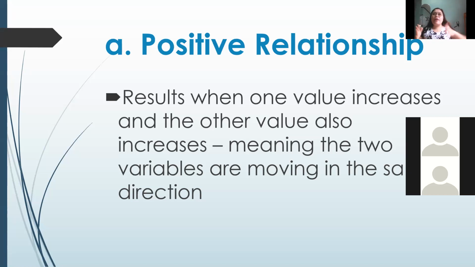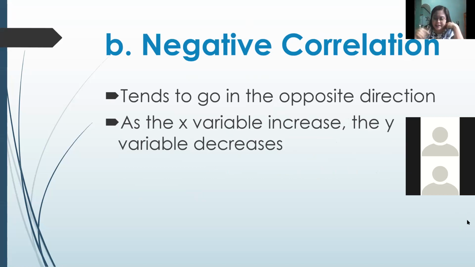So when you say positive relationship class, this results when one value increases and then the other value increases also, meaning naa'y direct relationship. Pag naay direct relationship, ang tawag ana positive relationship. So, positive relationship when the two values move in the same direction. Kung mutaas ang score sa isa, mutaas pod ang score sa pikas na group.